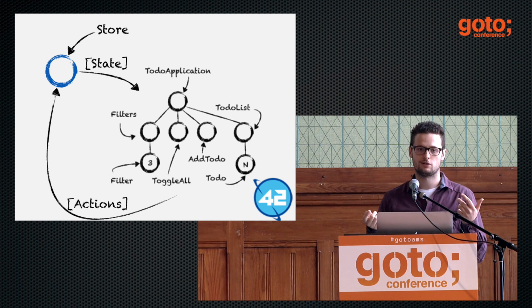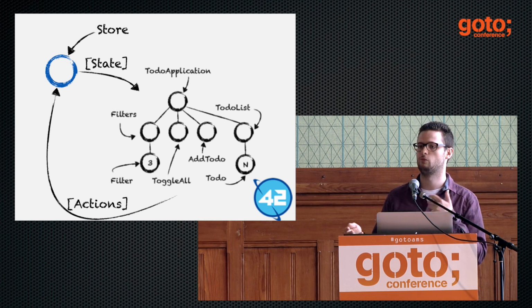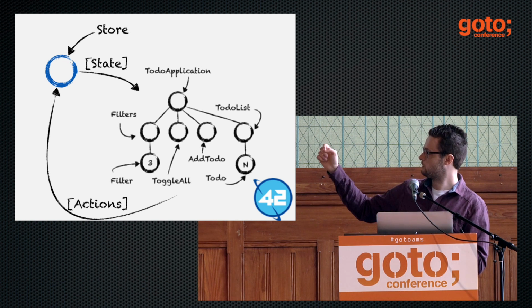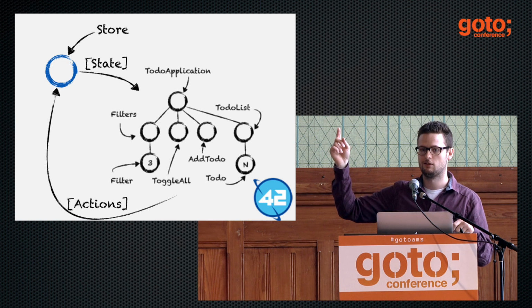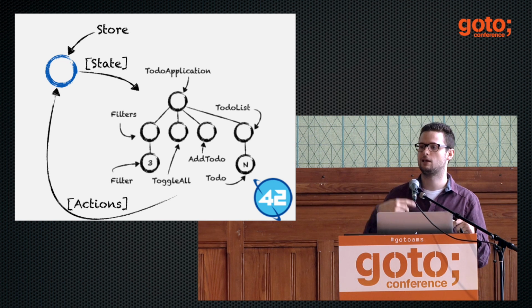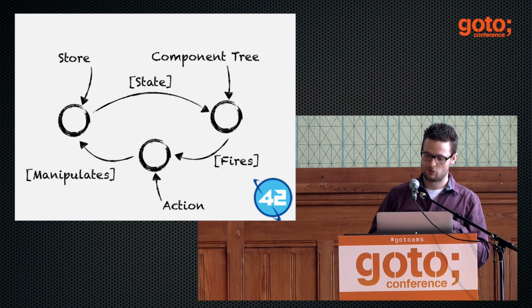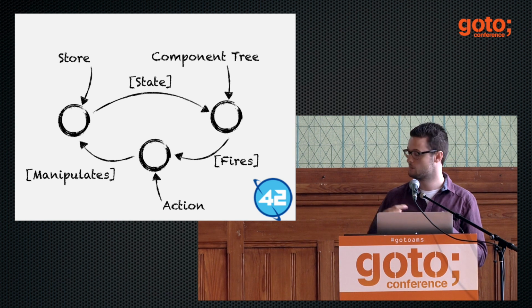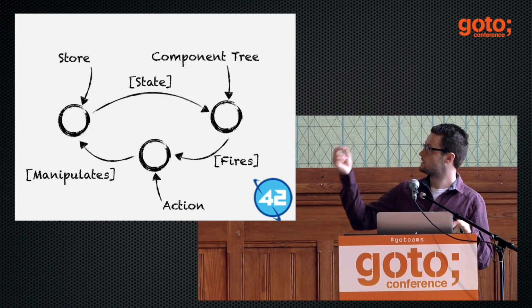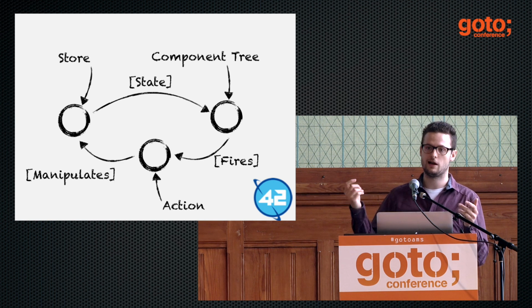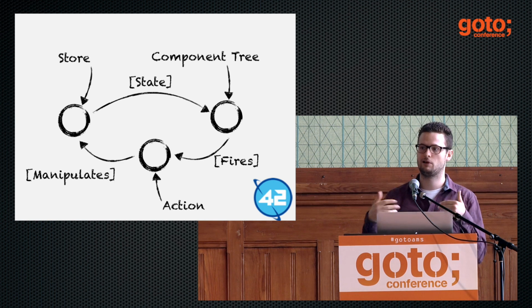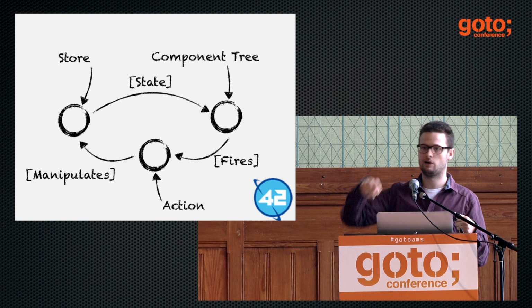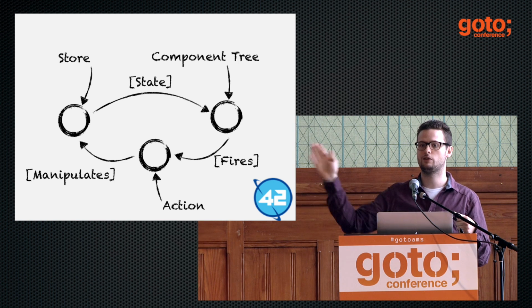And whenever an action occurs, for example, we add a new to-do, we check a to-do, or we toggle all to-dos, or we check on a filter, an action is sent to the store, and that manipulates the store, and then we send the state to the component tree again. So if we look at it slightly differently, like this, you can see where the unidirectionality comes from. So the store provides a state to the component tree, which fires actions, and the actions manipulate the store. And this will go around and round in a single loop, but always in one direction.